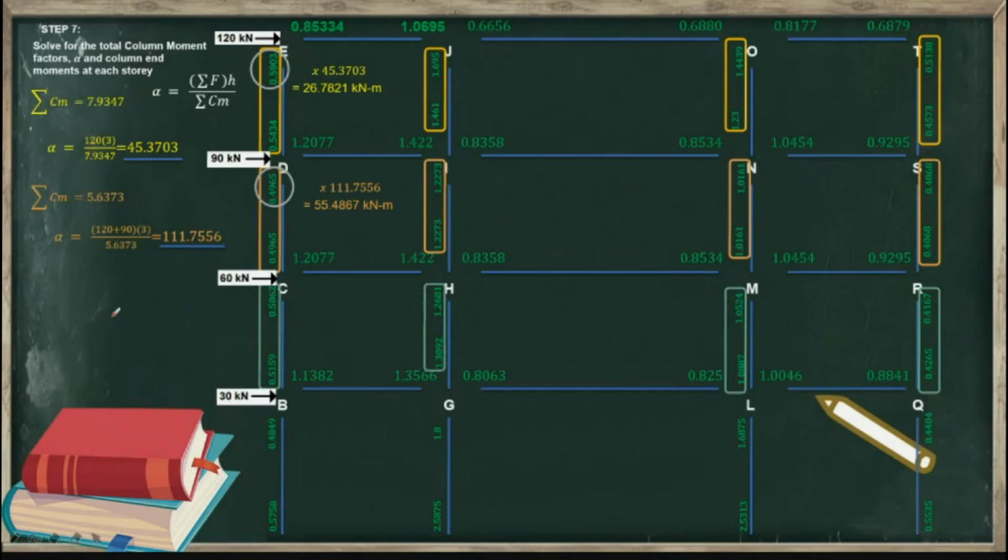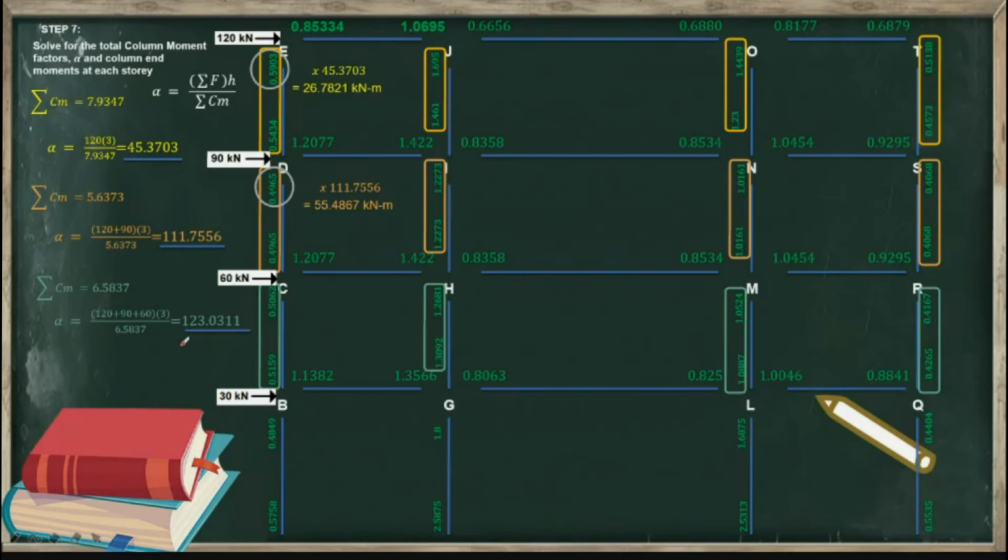So, sa next floor, sa 2nd floor tayo, summation ulit ng bawat column moment factors. So, 6.5837. And then, kunin natin si alpha. So, dito, tatlo na ang lateral force na nag-a-act or ang kinikerry niya. We have 120 plus 90 plus 60. Multiplied by 3, yung height ng column natin is 3 meters pa rin. Divided by the summation cm. Makukuha natin alpha is 123.0311.